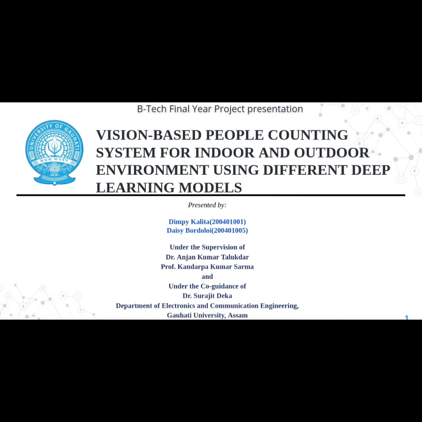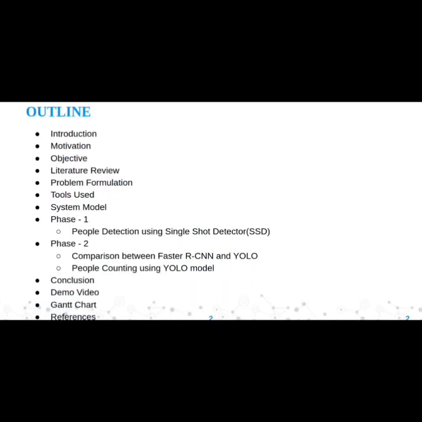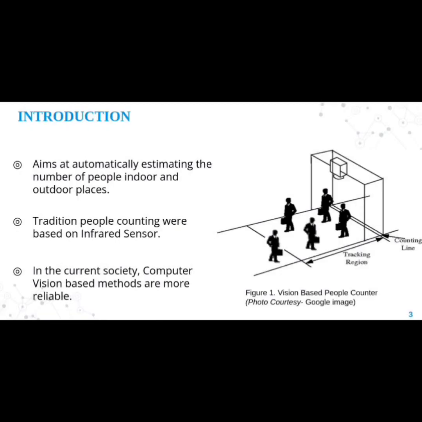These are the outlines of our project. Let's start with the introduction. People counters mainly aim at automatically estimating the number of people in places. Earlier, these counting systems were done manually or based on infrared sensors, but nowadays computer vision based methods are more reliable.